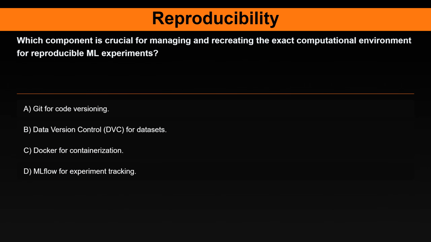Question 2. Which component is crucial for managing and recreating the exact computational environment for reproducible ML experiments? Option A. Git for code versioning. Option B. Data version control, DVC, for datasets. Option C. Docker for containerization. Option D. MLflow for experiment tracking.